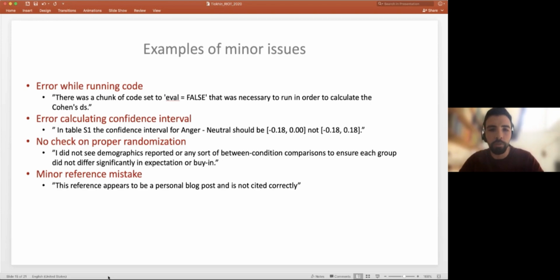There was an error in calculating a confidence interval. I guess that was non-central in the supplemental materials, so the confidence bound was off. And I think it was just an error in how it was reported. There wasn't a check on all aspects of things that we would like to be randomized. So I think Nick did check, for instance, whether there were different amounts of males and females in the different experimental groups. But it didn't check whether the groups differed in their expectations about the experiments or their buy-in or things that might influence how they would have reported certain emotions. And there was also a mistake in the references, for instance. So something was cited as a blog post or a paper, but it actually was a blog post or something like this.